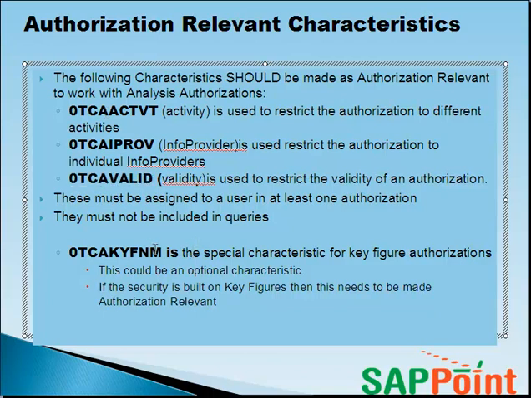The fourth characteristic that can be made authorization relevant is for key figures. Now this is an optional activity. So if your security has to be built on key figures, then this characteristic also has to be made authorization relevant. How we make this authorization relevant, we'll see in a demo.